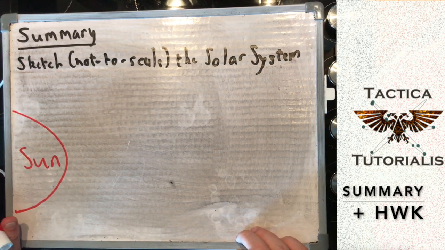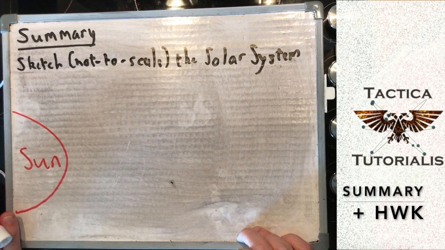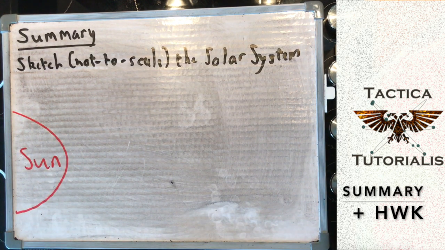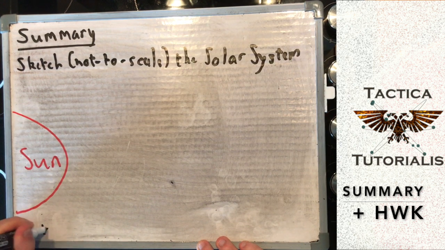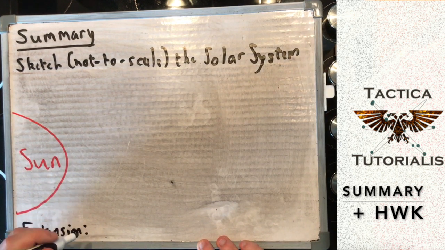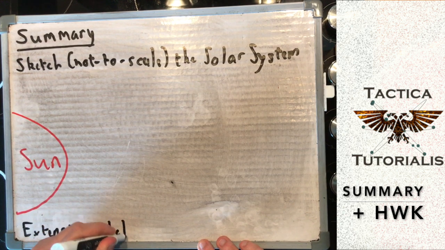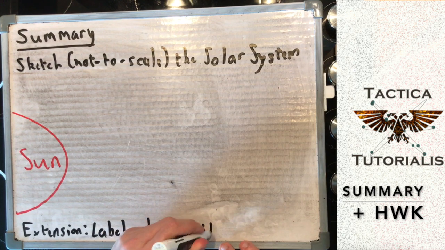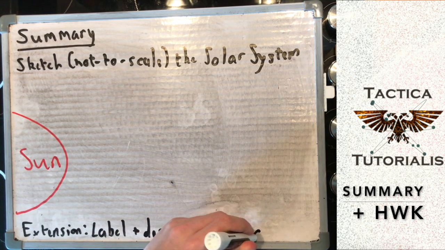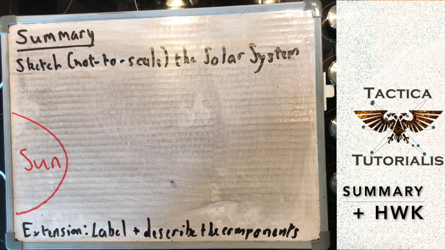You can easily check what this looks like. There are plenty of models out there on the internet, plenty of drawings that go into different levels of detail. And if you want to push yourself as an extension, label and describe the components. Because I know some people prefer to have written notes like we've compiled today with all the different components, but some would prefer to have it in shorthand diagram form.